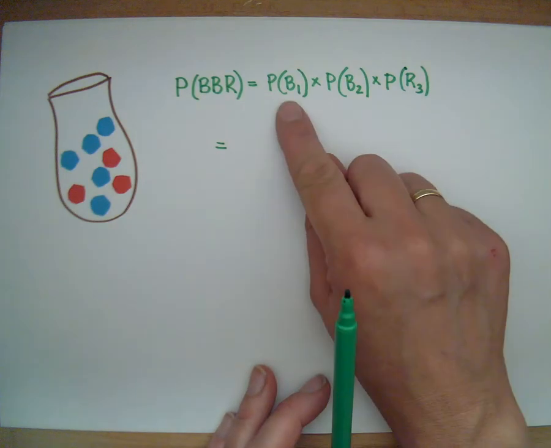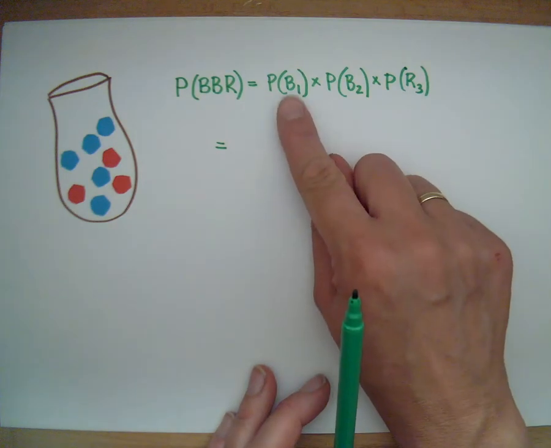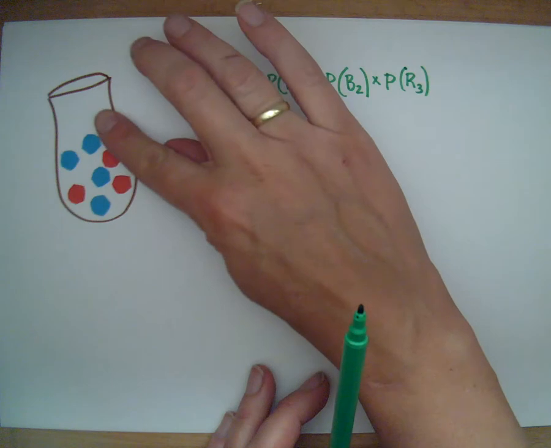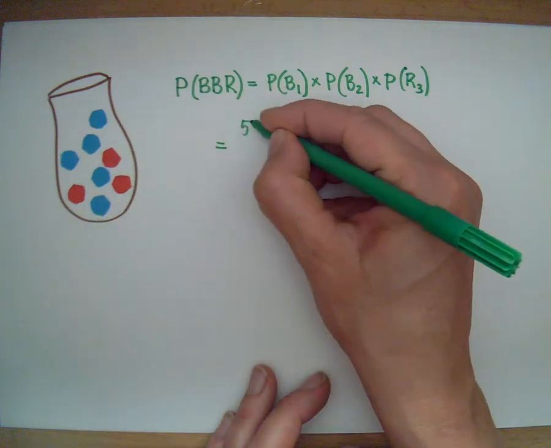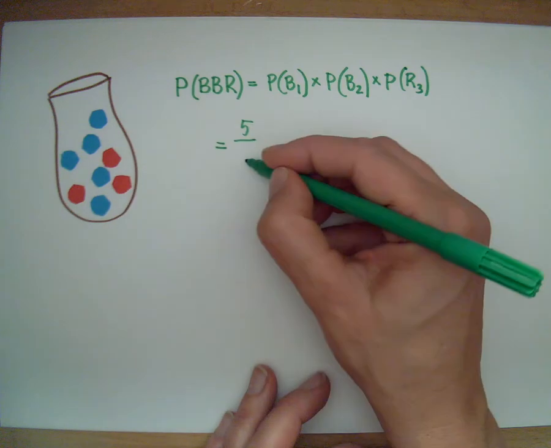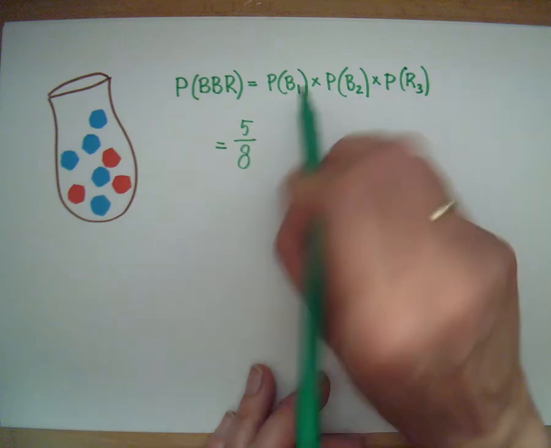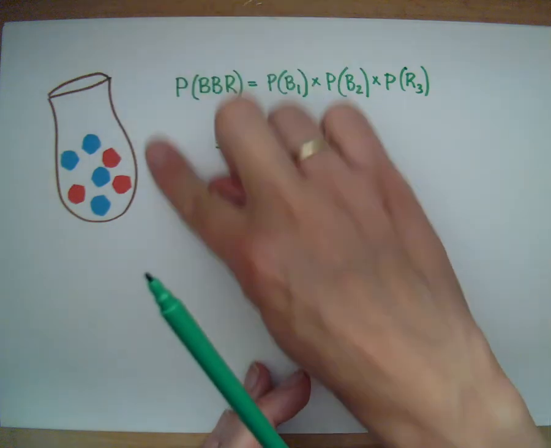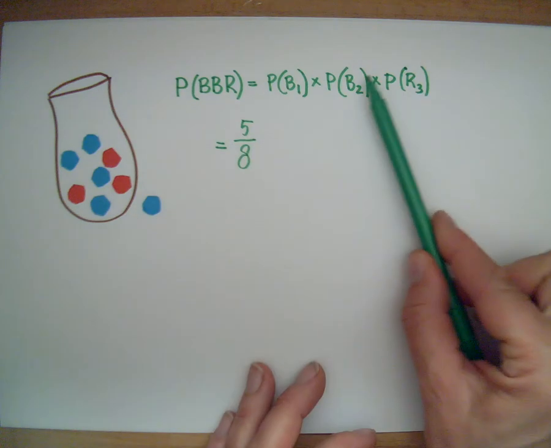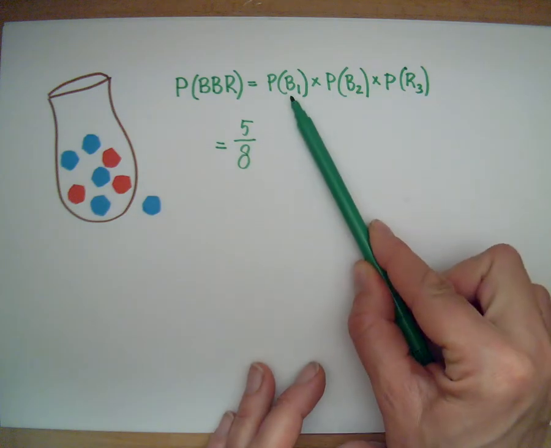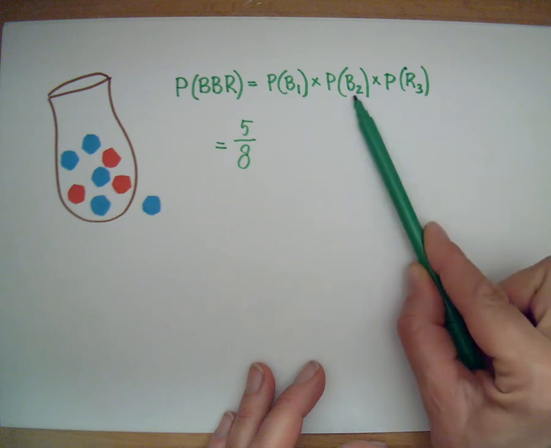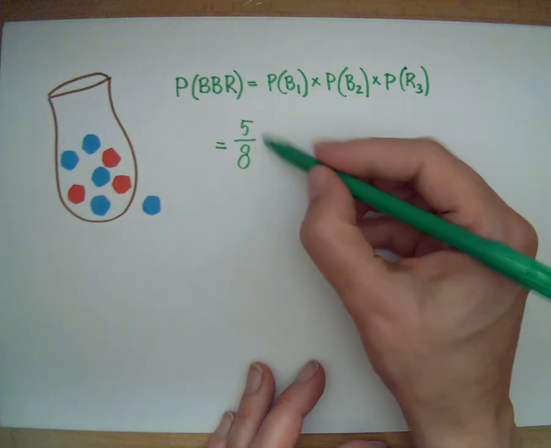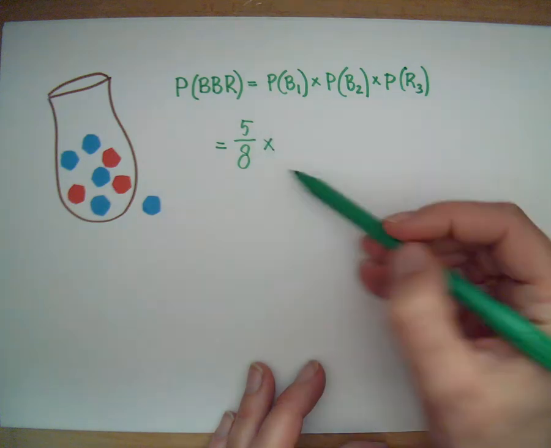What is the probability of getting a first blue one? The bag is like this. What is the probability? There's 5 blue ones out of 8 in total, right? Probability of getting blue on the first draw. Now, given that this happened, that this was actually a blue marble, what are our chances now on our second draw of getting blue? We're going to multiply it by that probability.